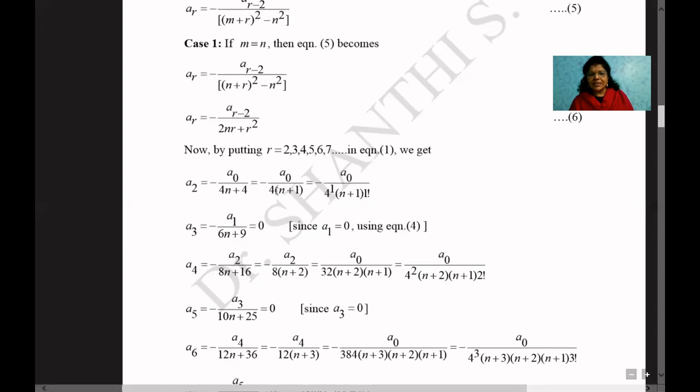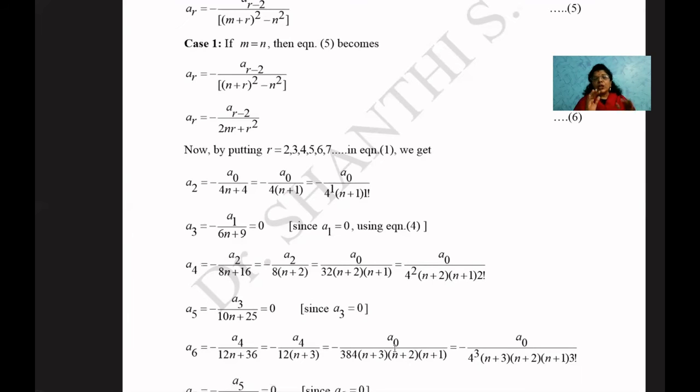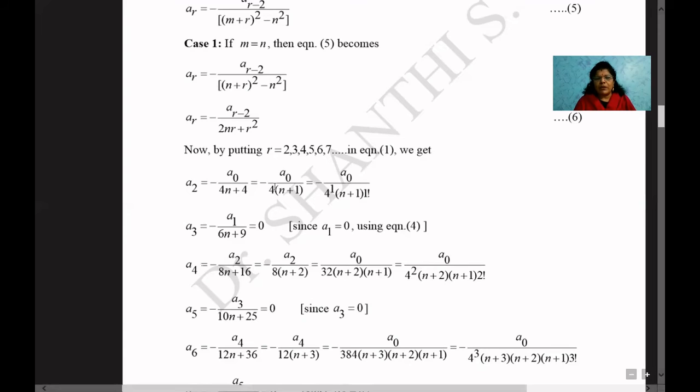See here, a2 is this term, a4 is this term, and a6 is this term. In general, to write down the general term, that is rth term, I have to express this in the unique format. How to write? 4 can be written as 4 power 1 into 1 factorial. 32 can be written as 4 square into 2 factorial, correct? What is 4 square? 16 into 2 factorial. And 384 can be written as 64 into 6. What is 64? 4 cube. What is 6? 3 factorial.